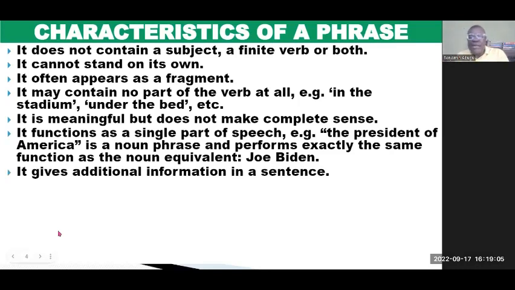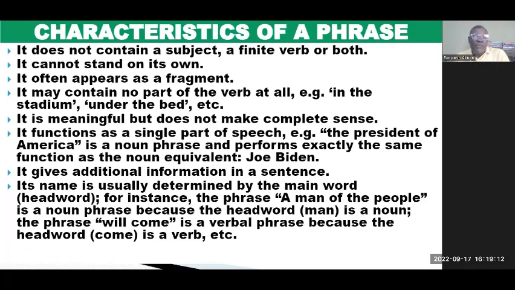It gives additional information in a sentence. That's what a phrase does. Now, its name, that is the name of a phrase, is usually determined, whether you're looking at a noun phrase or an adverb phrase or an adjective phrase. Now, the name given to a phrase is determined by the main word, which is called the head word, okay?